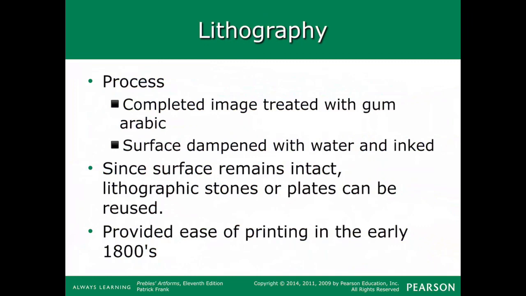The whole image is treated with gum arabic. Maybe you remember gum arabic as the binder in painting pigments such as watercolor or gouache. During the process, the surface is dampened with water and then inked. Since the surface remains intact, lithographic stones or plates can be reused. So when it comes to lithography, the process of printmaking started becoming a lot more convenient than it was in the past.